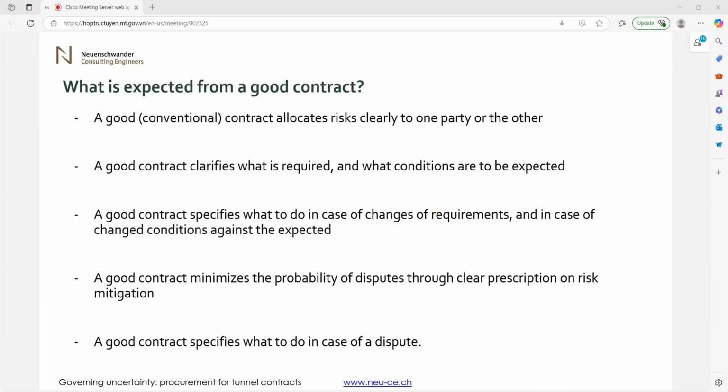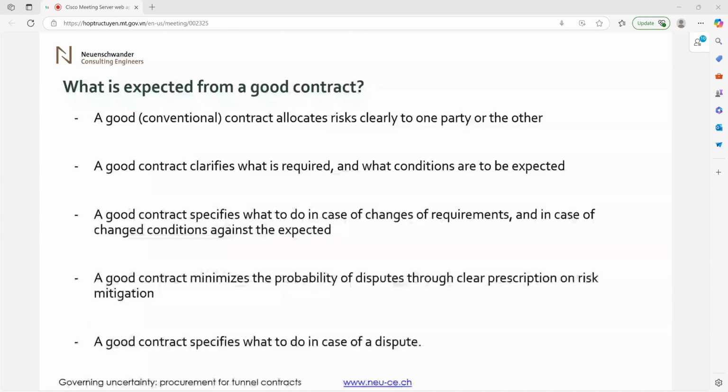What do we expect from a good contract? When we're talking about what I would call conventional contracts, I'm not talking about alliancing contracts. Alliancing contracts would be a new model that might be envisaged when it comes to very large and very complex contracts. But a good conventional contract will allocate the risks clearly to one party or the other. It will clarify what is required and what conditions are to be expected. We're talking about employers' requirements, and we're talking about the cut between the expected and the unexpected.